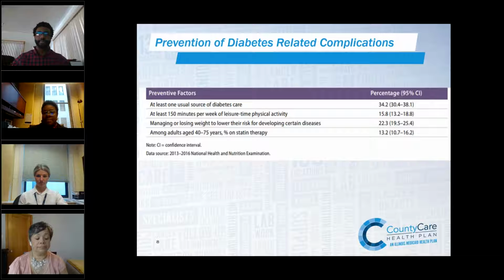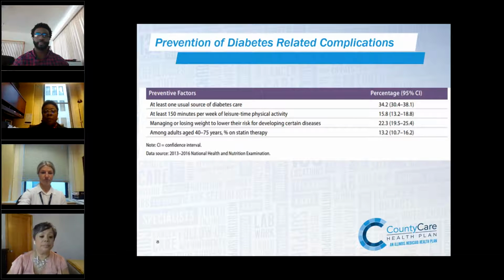Lastly, we know that there are mechanisms in place to prevent those diabetes-related complications. So at least one source of diabetic care, that is, a member seeing either their primary care provider or endocrinologist, decreases that risk by 34.2%. At least 150 minutes of exercise per week, that is a simple 21 minutes per day, decreases your risk of diabetic complications by 15.8%. Managing or losing weight, and Lucy will focus a little bit more on this, but just as small as 4% of your current weight improves your risk related to diabetic complications.